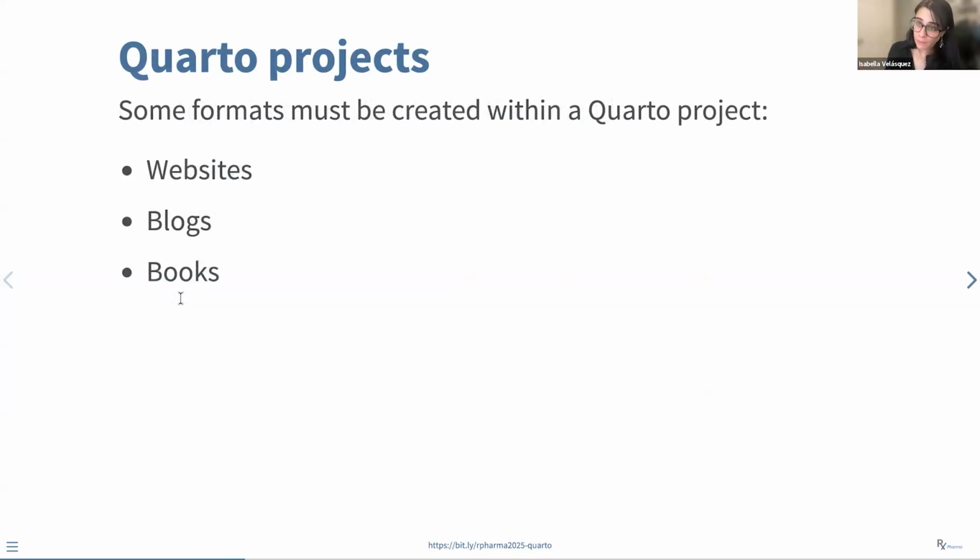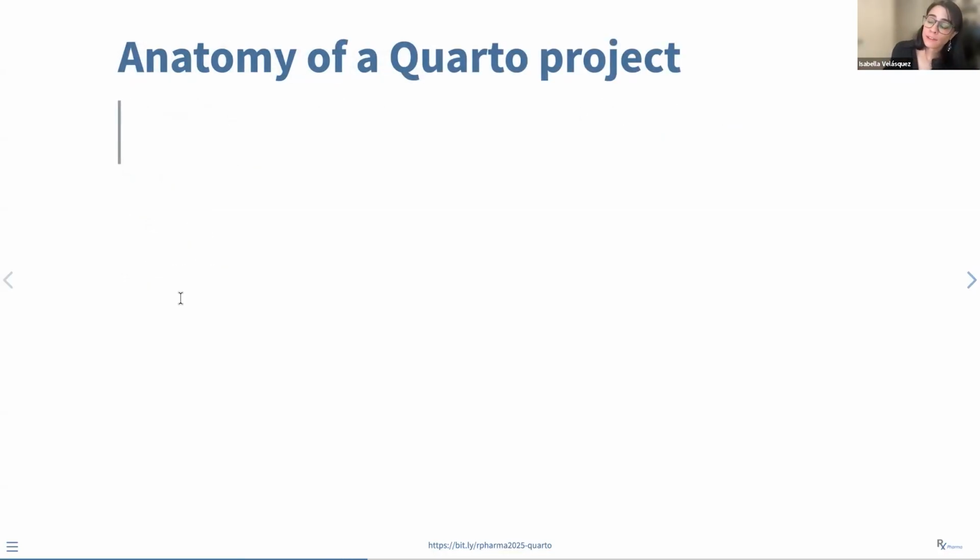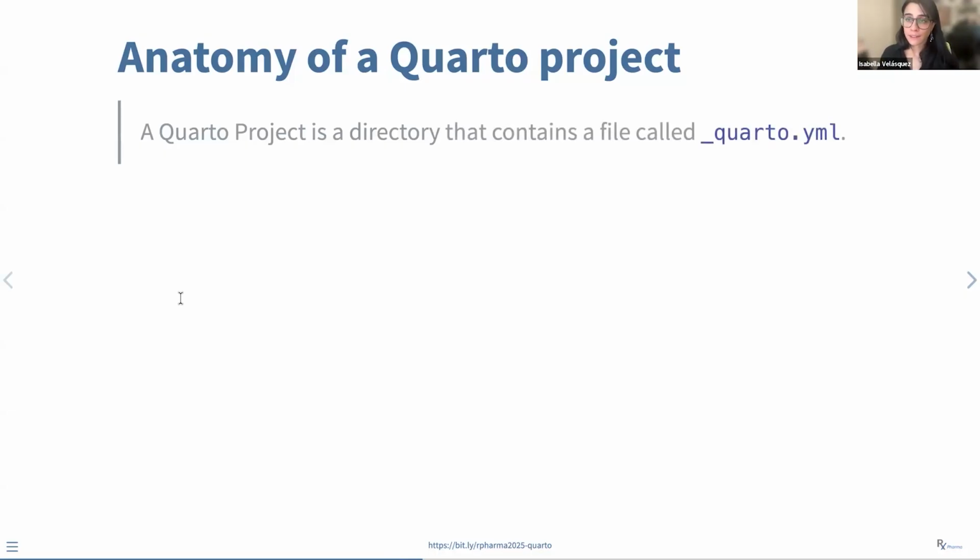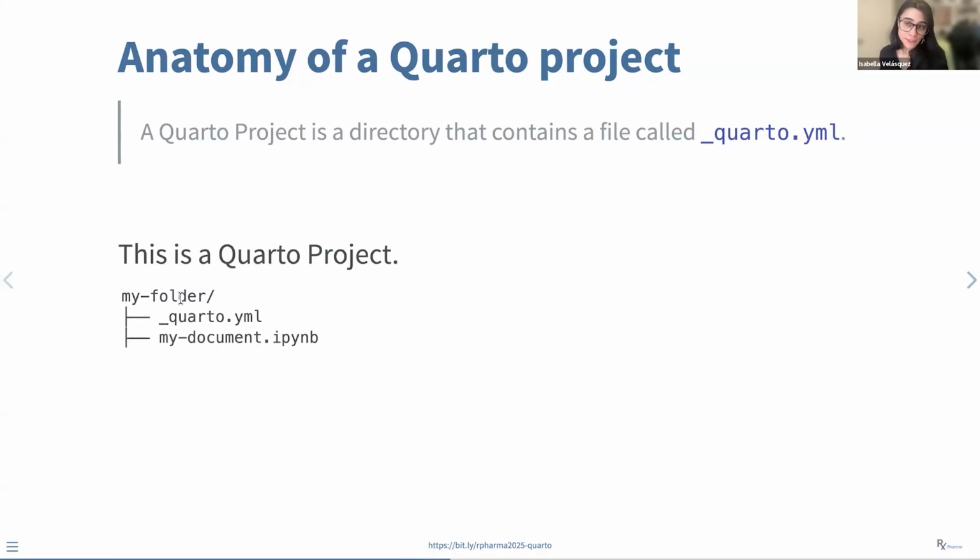There are some things that have to be projects if you want to create them. A website, a blog, a book: if you think about it, they have things that are in reference to each other. Therefore, if you want to change your post into a blog, then you have to move it into a Quarto project. To quickly know whether or not you're in a project: it's a directory, a folder with files in it, that contains a file called _quarto.yaml. So this is a Quarto project because it's a directory with _quarto.yaml, and this one is not because it doesn't have that.